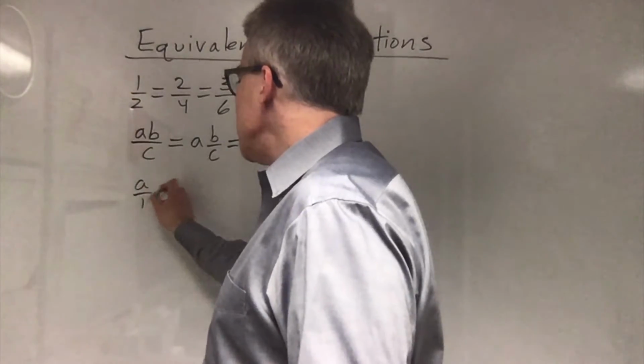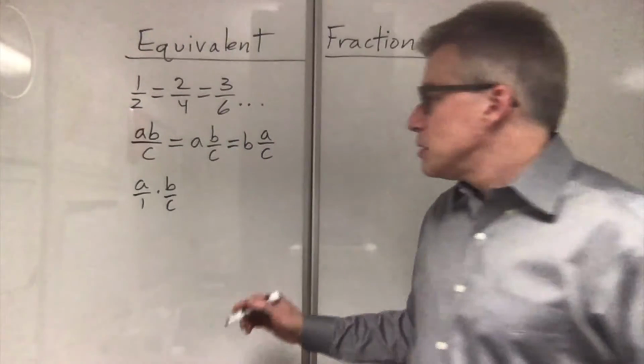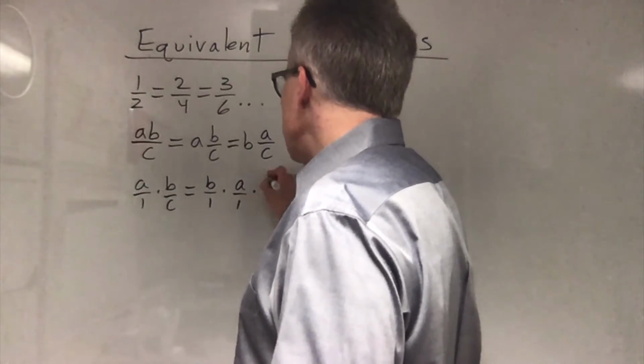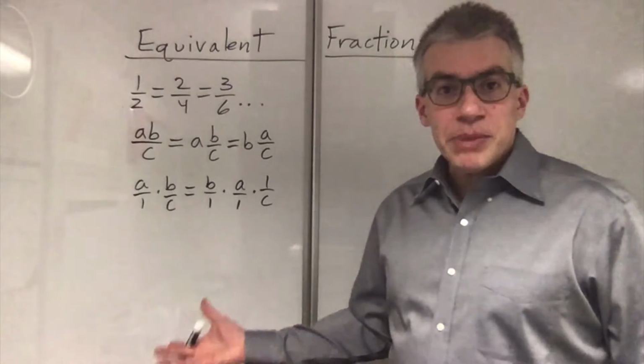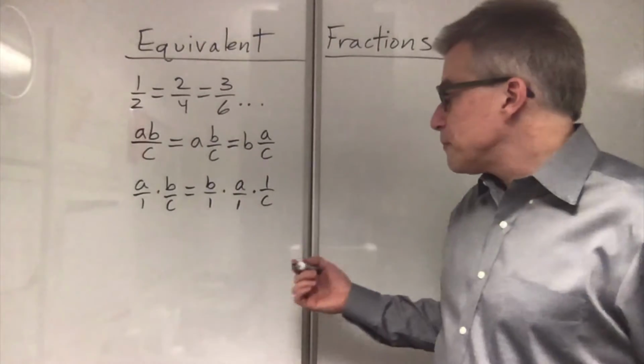A over 1 times B over C, same thing. Dividing by 1 doesn't change a thing. B over 1 times A over 1 times 1 over C. Again, an A and a B on top and a C on the bottom. I parse all of them the same way.